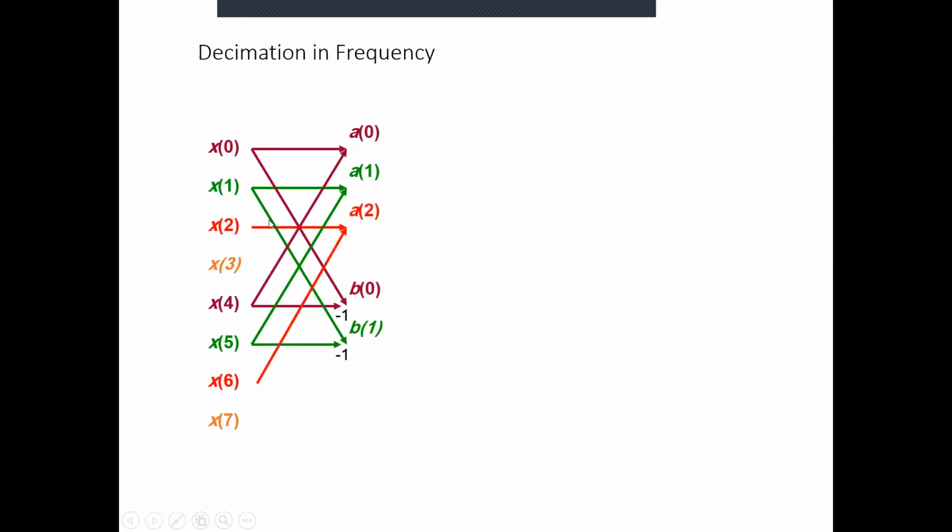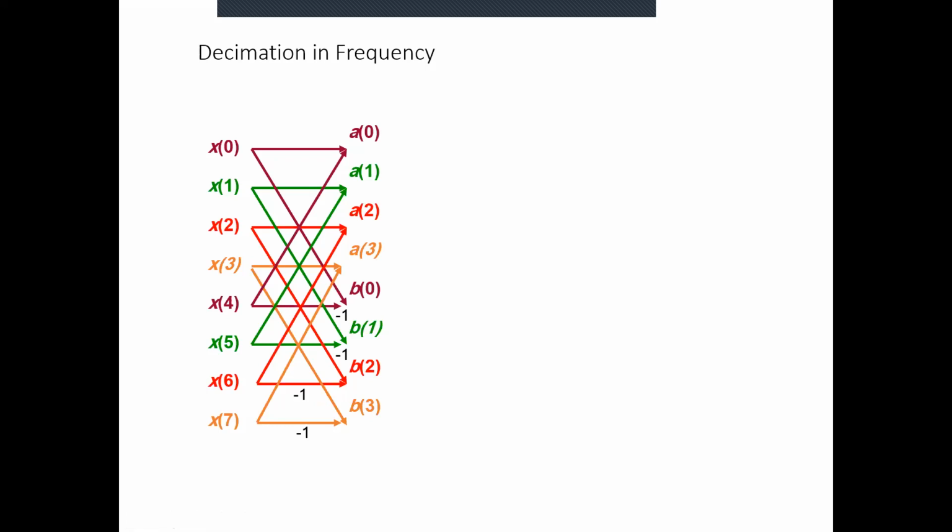Then A2 will be x2 plus x6 and B2 will be x2 minus x6. This time we have simple operations, just addition and subtraction in the first stage. Finally, we have A3, which is x3 plus x7, and B3, which is x3 minus x7. Now the first stage is finished. It is very simple and easy.